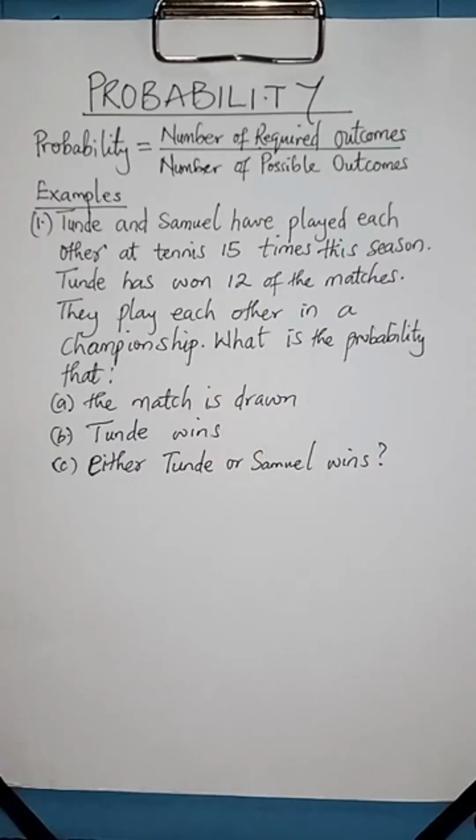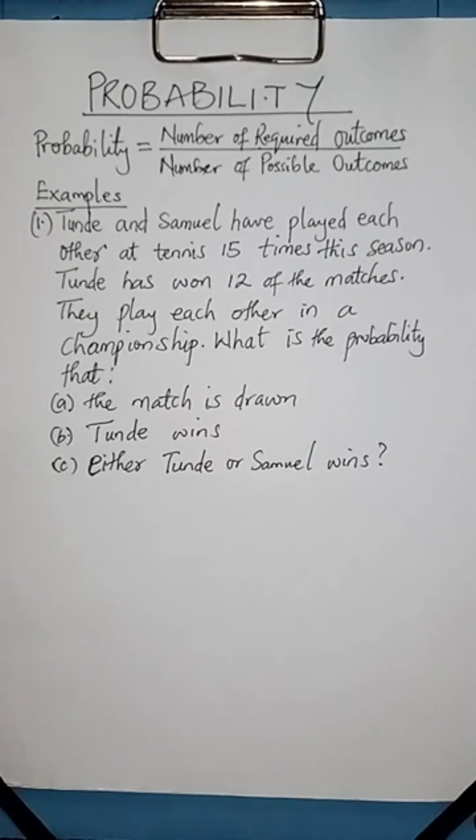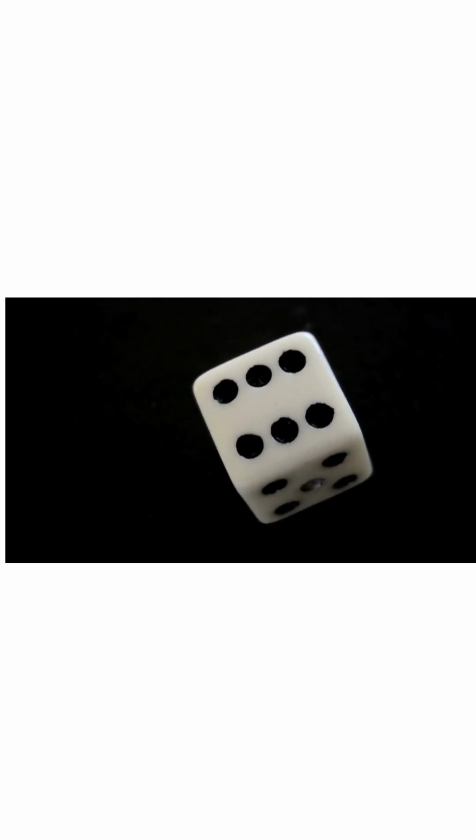Now let's try another example. If I roll a dice, what's the probability that I'll obtain a 4? Now, how many 4s do you have in a dice? It's just 1. So the answer will be 1 out of 6, or 1 over 6. If I roll a die, what's the probability that I will obtain a 6? It is 1 over 6.